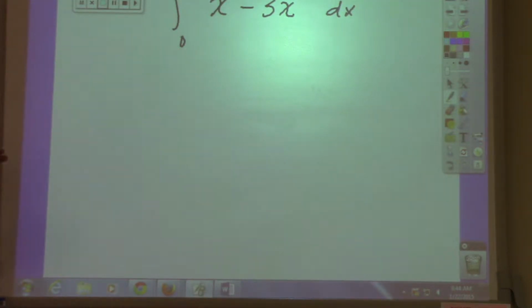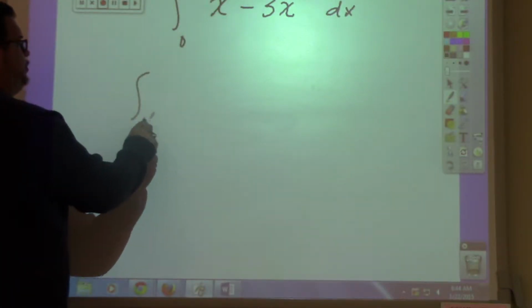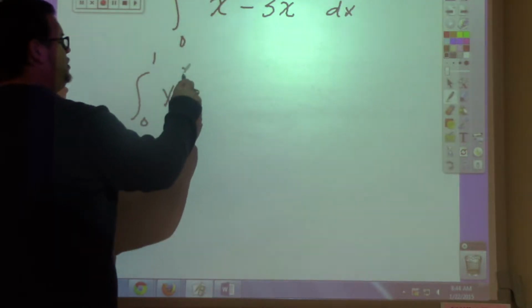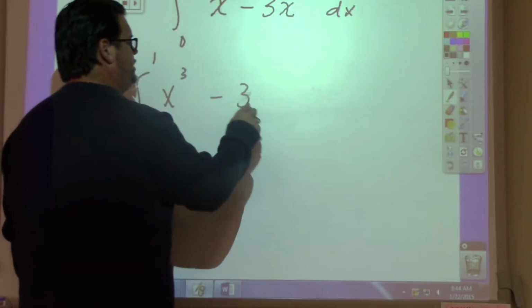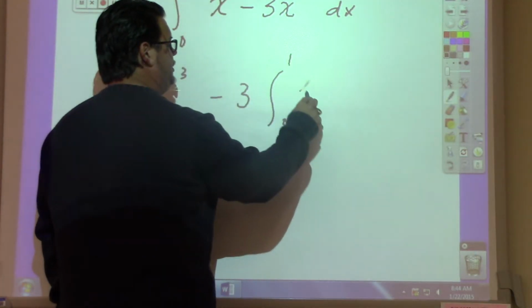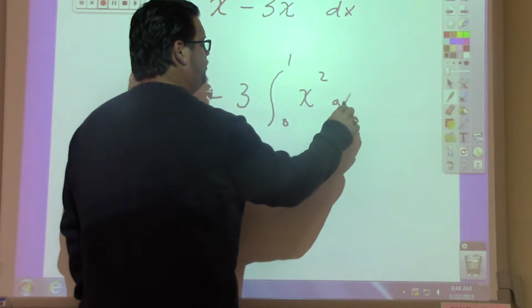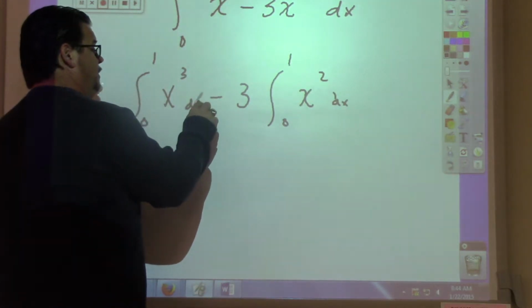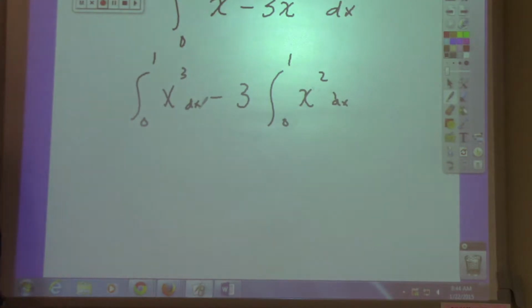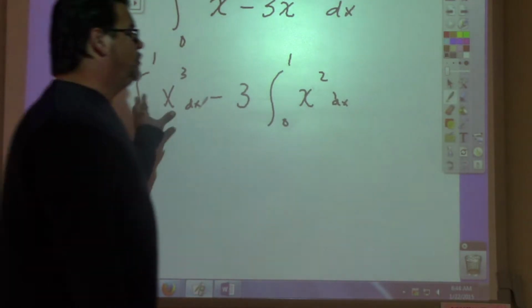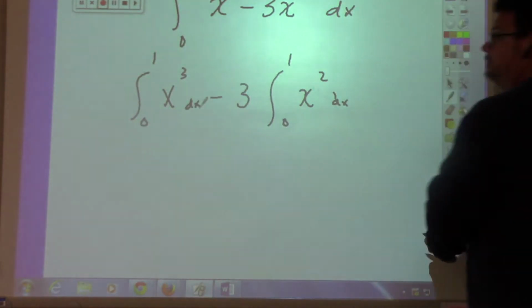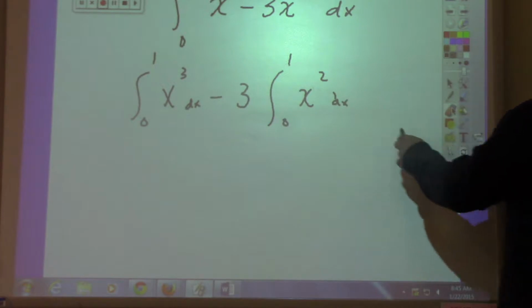Now, another way you could do this is you could break it up into the integral from 0 to 1 of x cubed minus 3 times the integral from 0 to 1 of x squared. You could do it that way. That's just another way of doing it. I don't like doing it that way, so I'm going to erase that and do it the way that I usually do it.